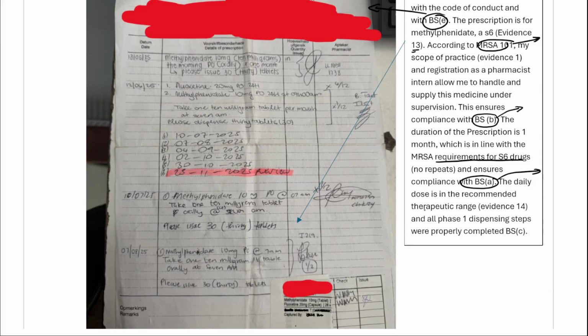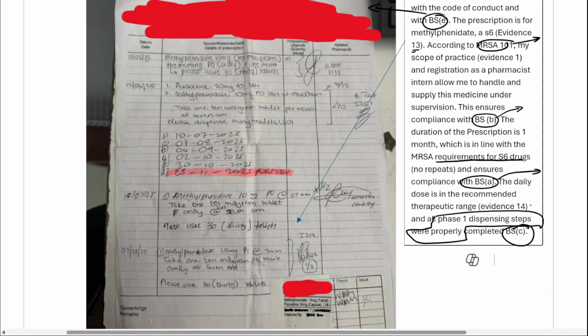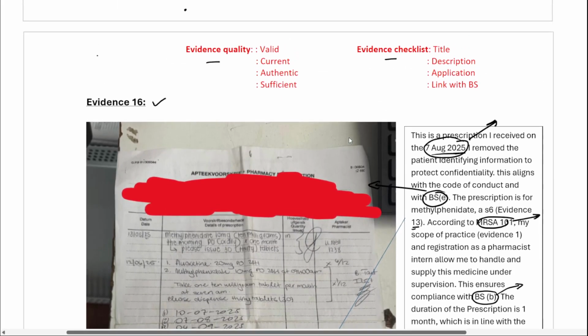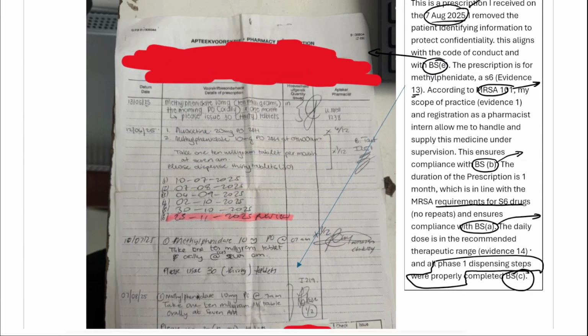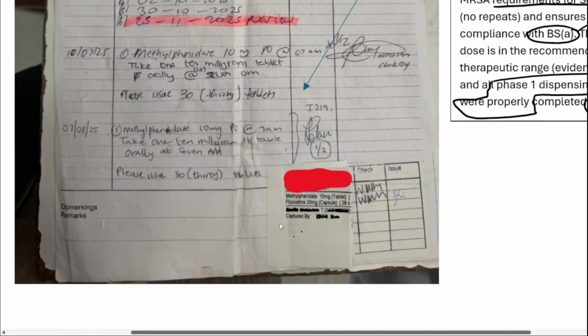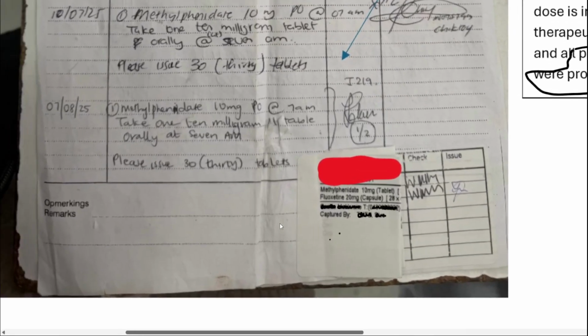Okay, the daily dose is within a recommended therapeutic range. That means there was a therapeutic evaluation that was done, and all phase 1 dispensing steps were properly completed. Let me just highlight this phase 1, and then I'll also highlight this. Now going back to the evidence, I think it is important that you have your Intern Tutor Manual with you as we go through the evidence. So let's go through the evidence that is provided here. We can see that it's covered here, there are dates, and what they are highlighting is this specific part of the prescription.